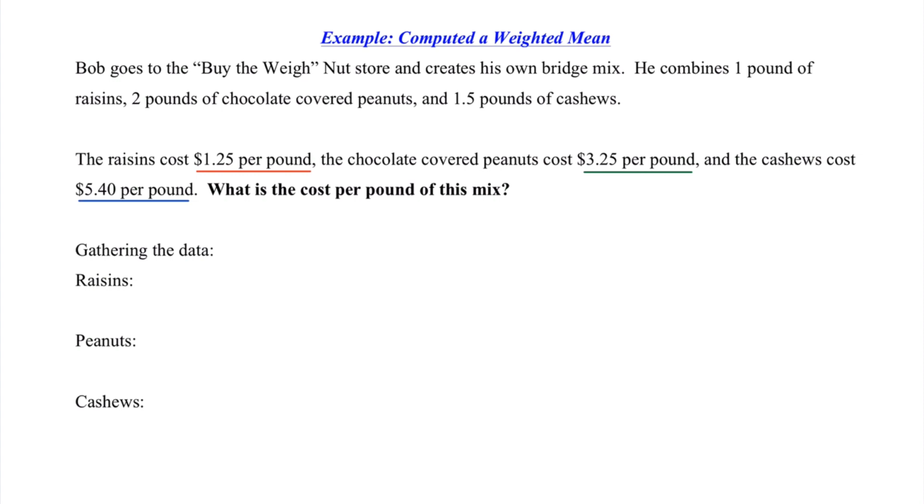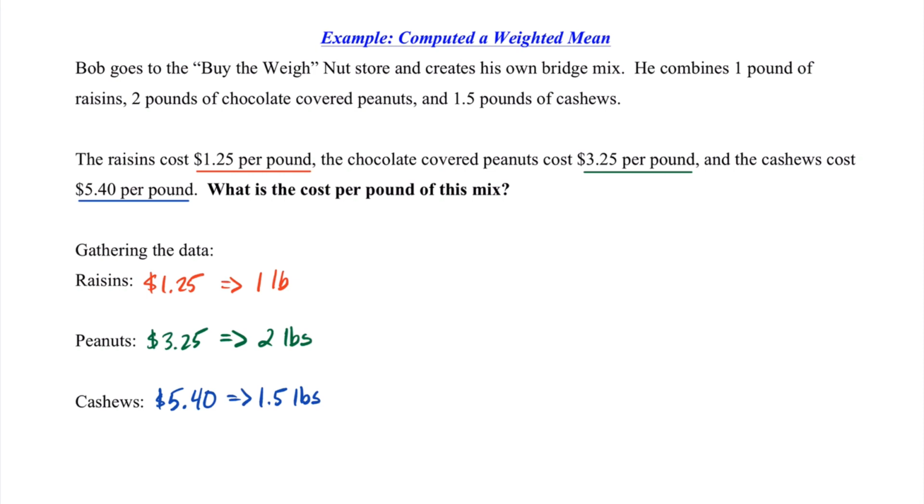Of course, the question asks, what is the cost per pound of this mix? That's why it's a weighted mean. We have different weights for each category and different values for each category, and we need to bring all these together to find a mean cost. So first, let's just gather some data. We'll have the prices of each category here, where we just said $1.25 for raisins, $3.25 for peanuts, and cashews at $5.40. And then gathering the weights for each category, we had 1 pound of raisins, 2 pounds of peanuts, and 1.5 pounds of cashews.